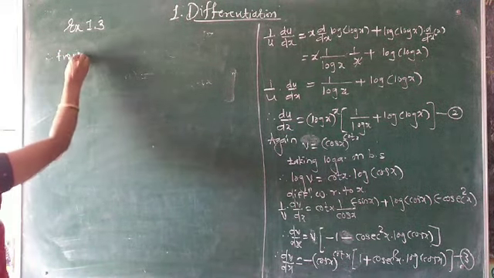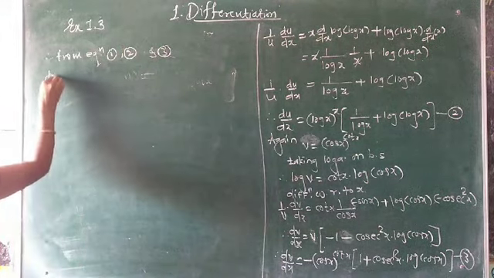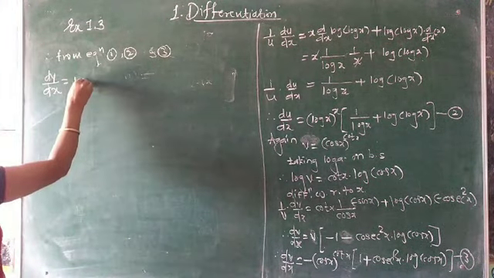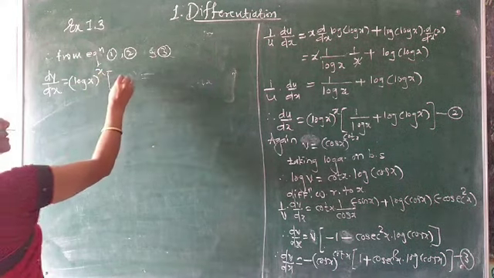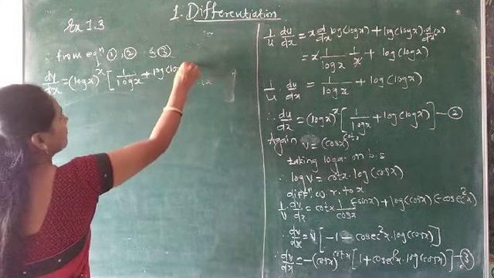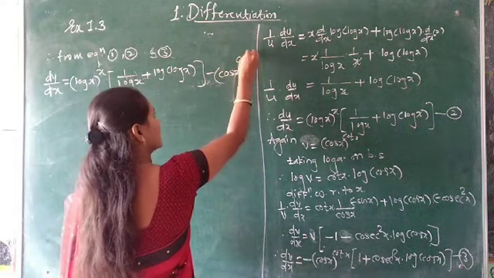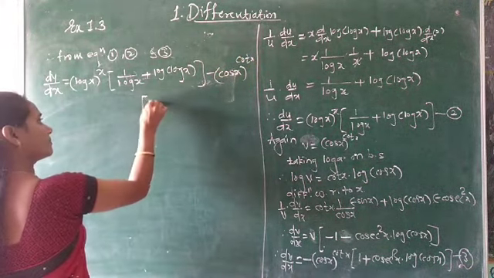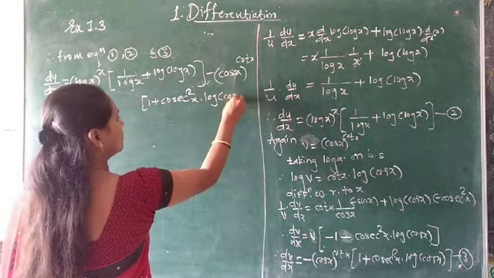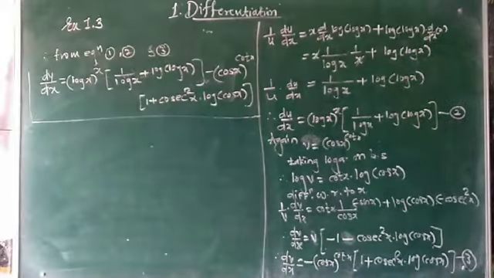Therefore, from equations 1, 2 and 3, dy upon dx is equal to, what is du upon dx? From 2 (log x) raised to x, in bracket 1 upon log x plus log of log x. Now here minus (cos x) raised to cot x, and in bracket write the value as it is, 1 plus cos x square x into log of cos x. This is our whole dy upon dx of question number 3.